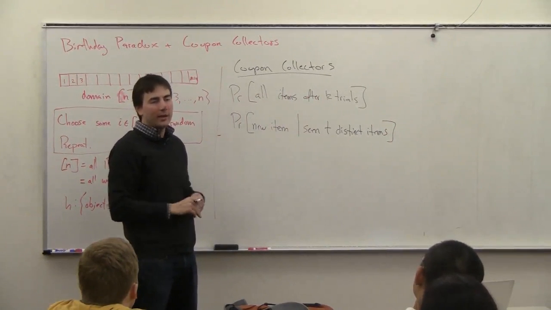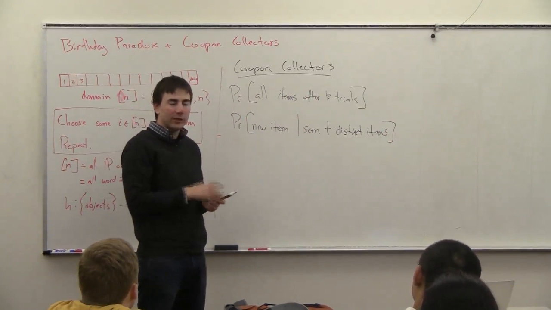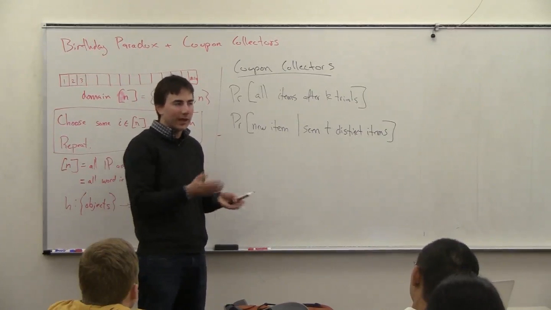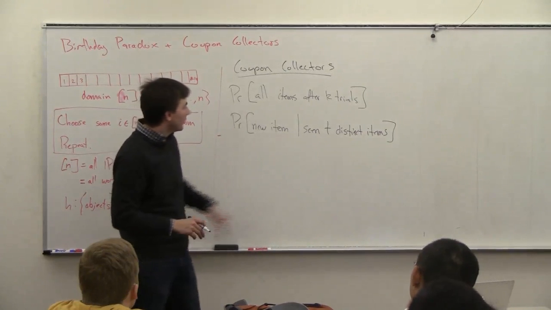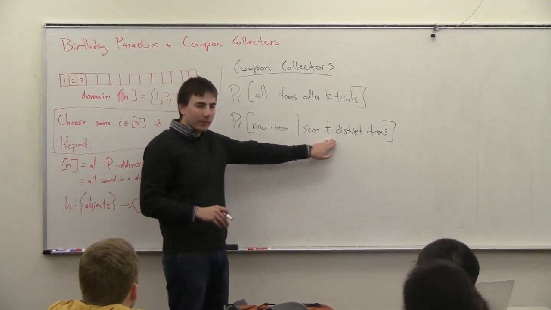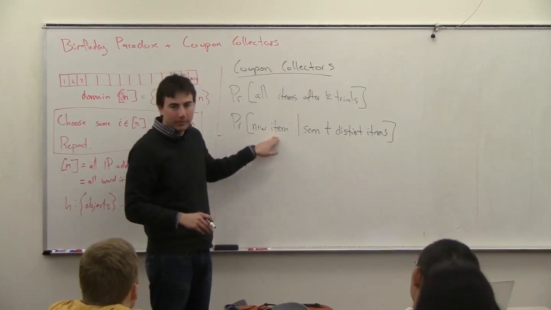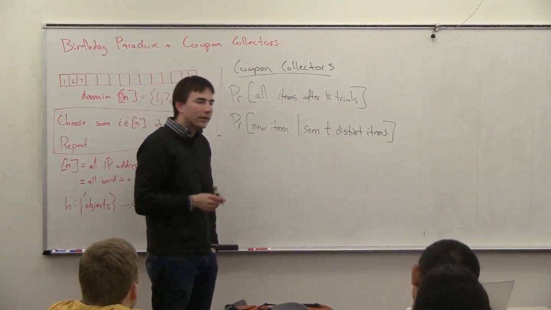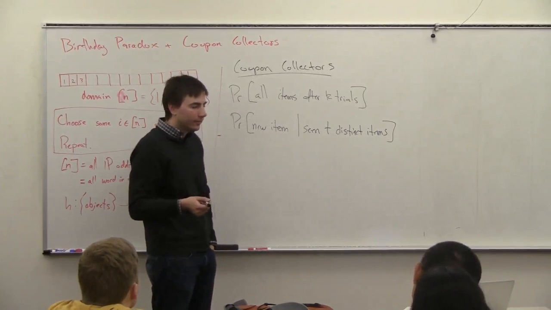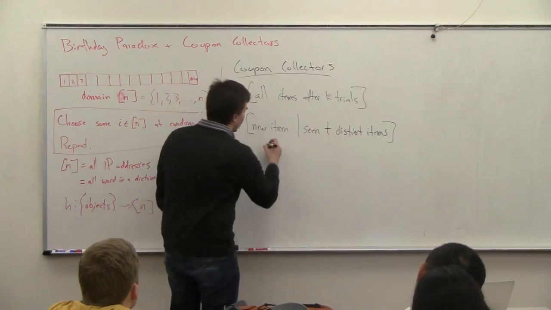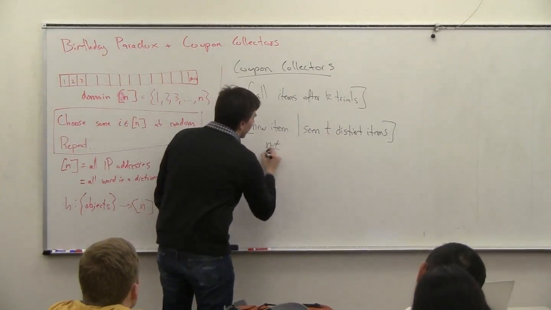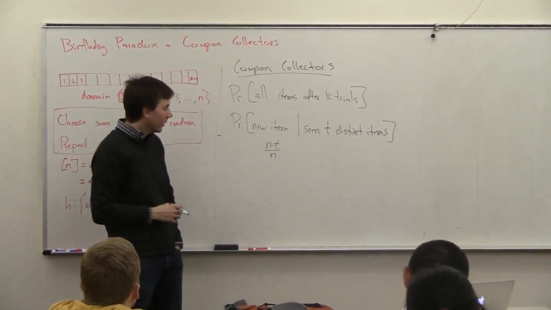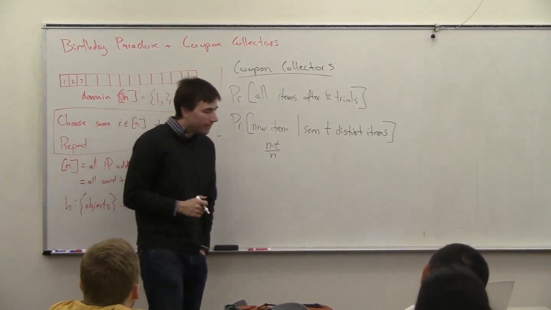Say n is 10 and t is 5. So we've seen 5 out of the 10. Maybe we've seen some of them twice, but that doesn't factor in. Once we've seen t of the items out of n of them, what's the probability of seeing a new one? Yeah, it's n minus t over n. This is pretty easy, right?